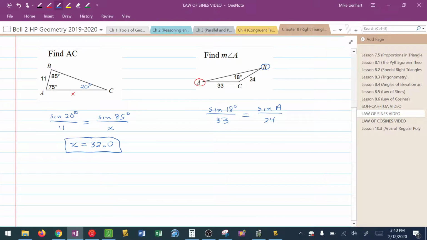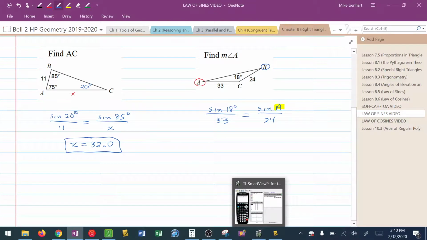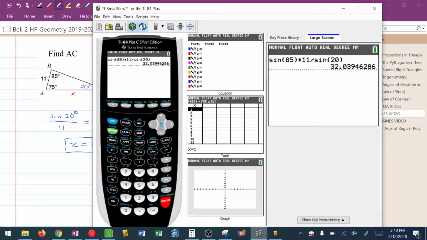Now, this is the second scenario. I'm missing an angle. In order to find a missing angle, we have to make sure that we still cross multiply and divide like a proportion, solving a proportion. But then at the end, we're going to have to find the inverse trig of whatever we have. So let me walk you through this. We're going to go 24 times the sine of 18. Let's do that first. 24 times sine 18.